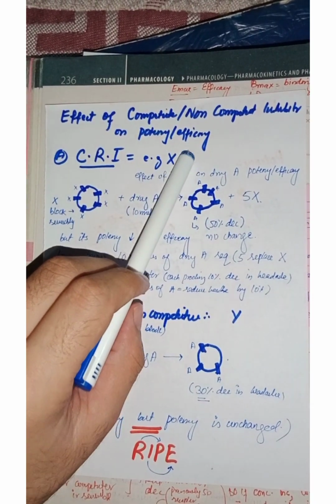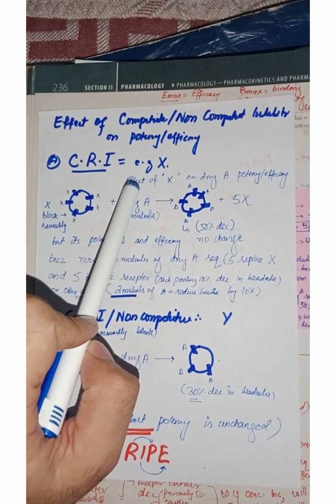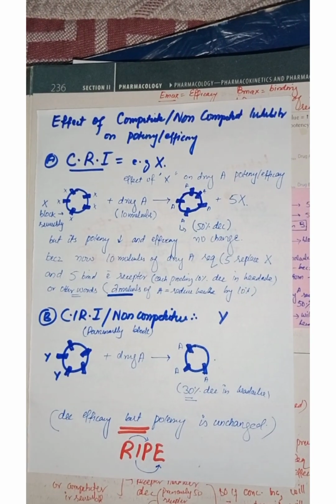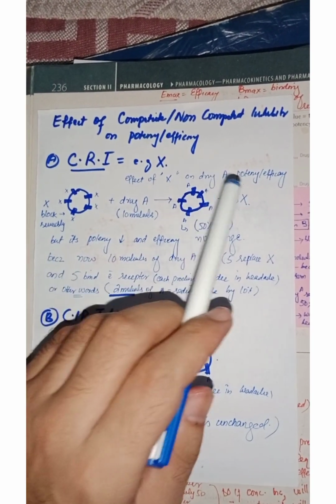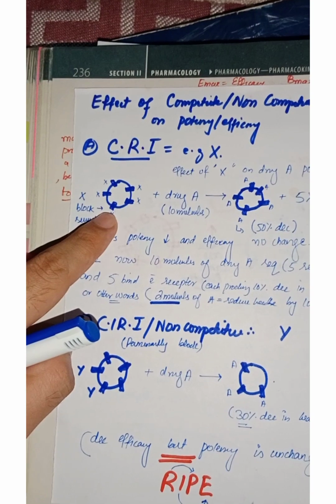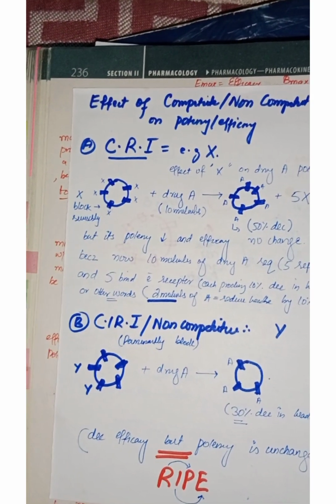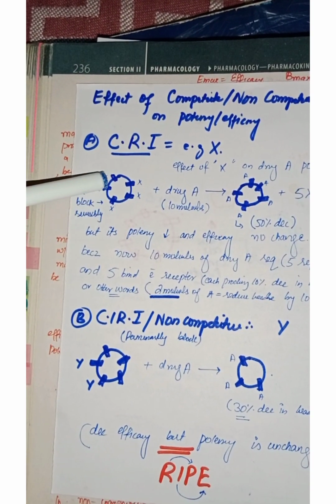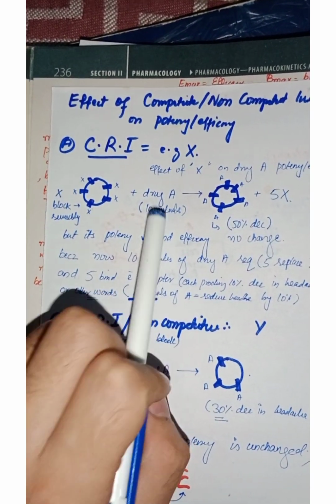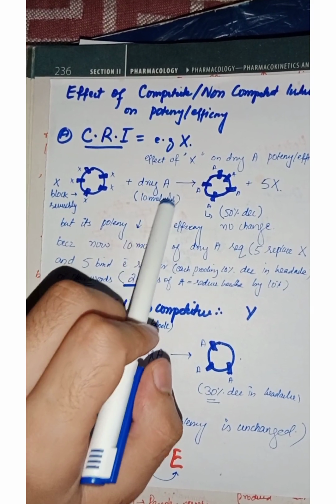Let's suppose we have a competitive reversible inhibitor X. What will be the effect of X on drug A? We will take drug A from the previous example, the previous slide, and study the effect of drug X on drug A's potency and efficacy. Suppose again the same cells, and drug X reversibly blocks the receptors; five receptors have been blocked by drug X. So now you require 10 molecules of drug A. Previously we required 5 molecules of drug A to produce a 50% decrease in your headache. Now you require 10 molecules.